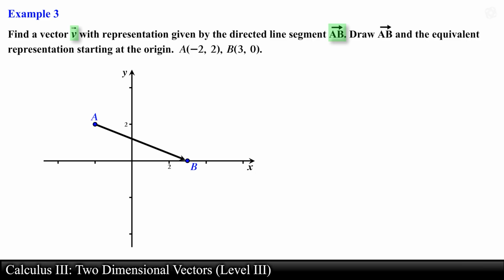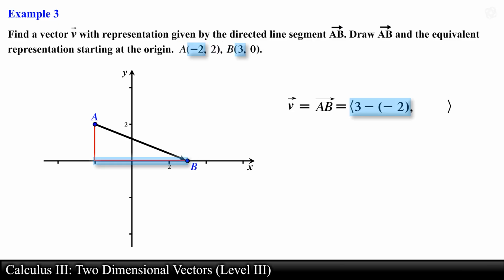In order to find the vector, we need to calculate the vector's components. So we go ahead and take the coordinates of B and subtract the coordinates of point A, making sure we subtract them component-wise. Doing that, we obtain the following. Vector v is equal to 3 minus -2 for the x component, which simplifies to 5, and 0 minus 2 for the y component, which simplifies to -2. So vector v has components equal to 5, -2.